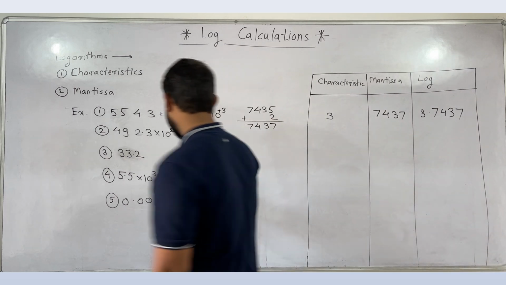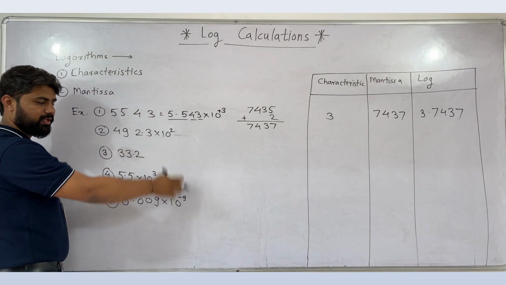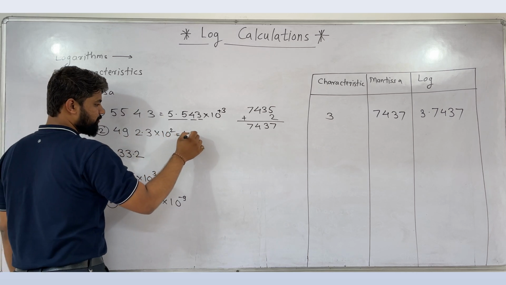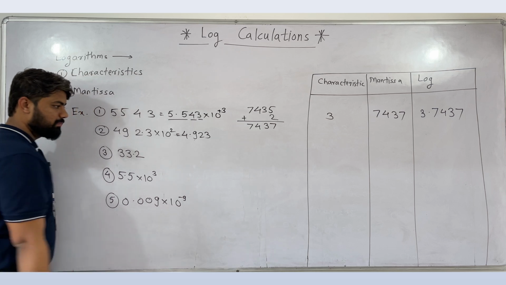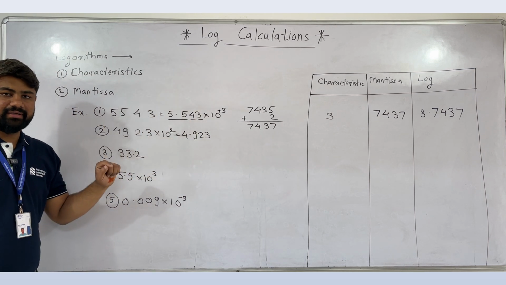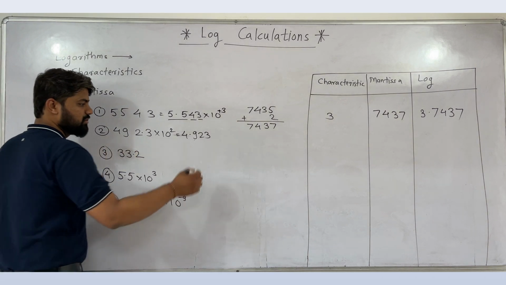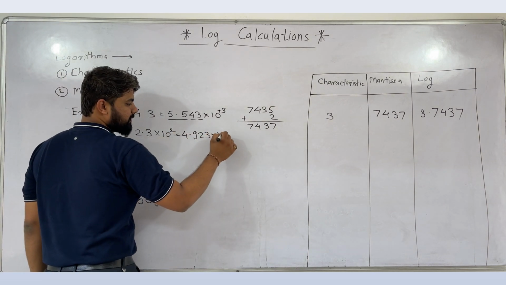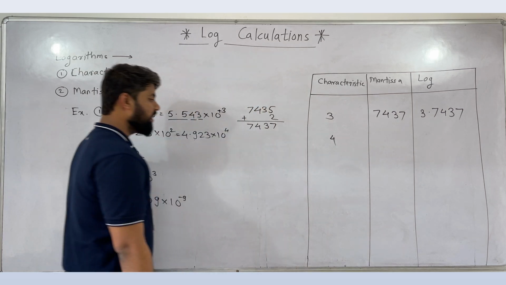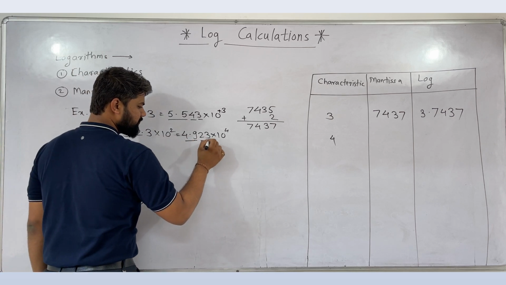Now next we have this number 492.3 into 10 raised to 2. Again we will shift this by 2 places. So we will get 4.923. But to balance this out, we have to increase the power of 10 by 1 and 2 places. So this becomes 2 plus 2, 10 raised to 4. 4 becomes our characteristic. To find the mantissa, again we have to divide this number into 3 parts.